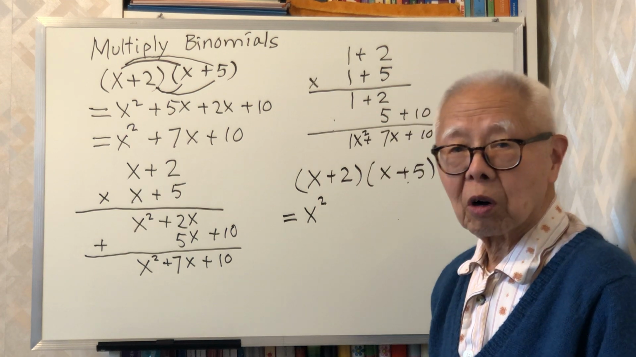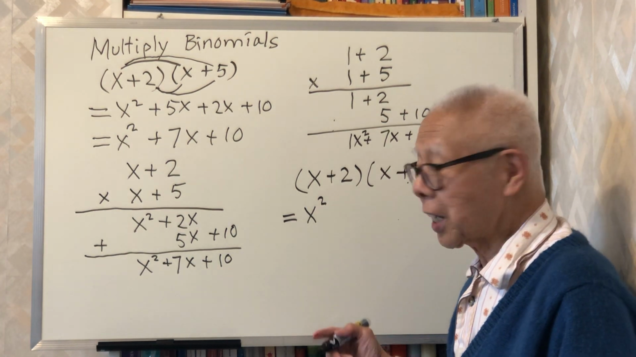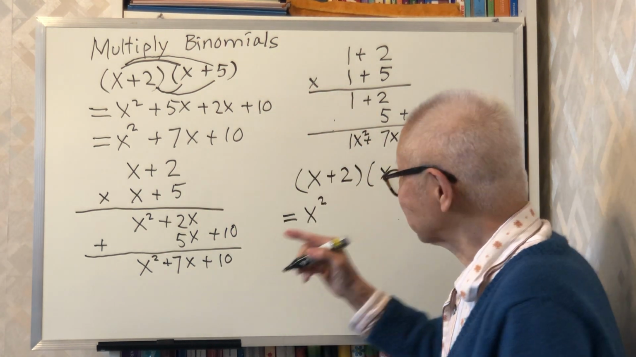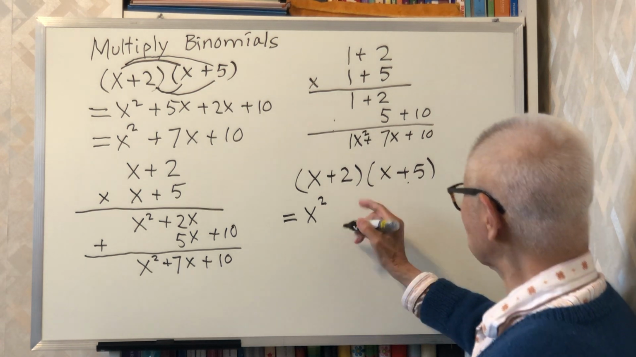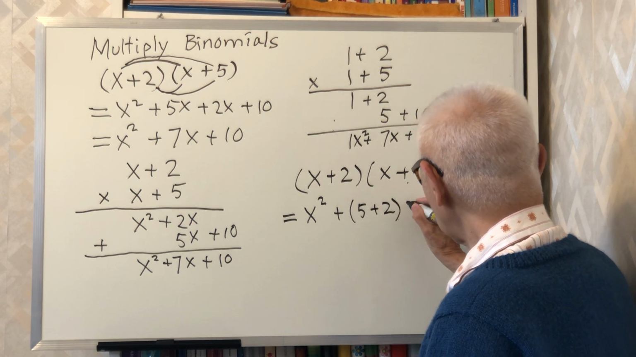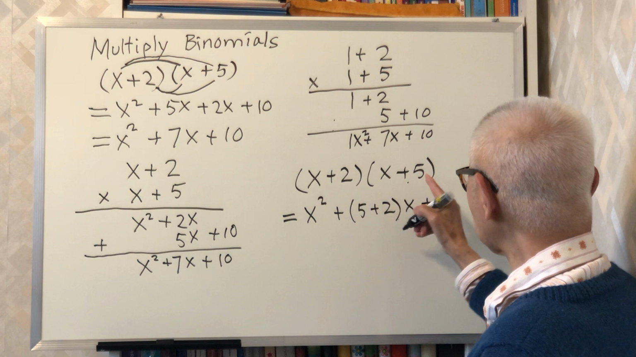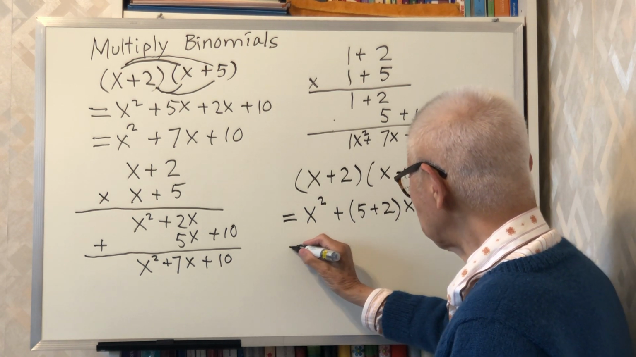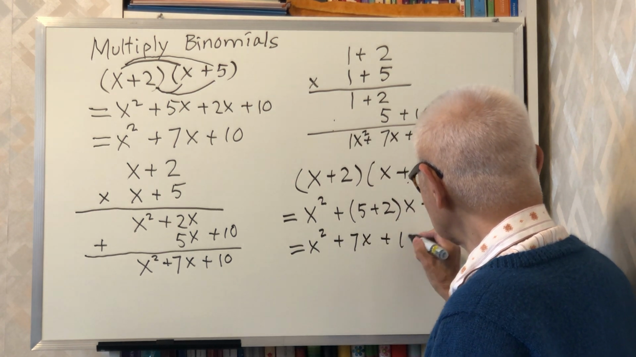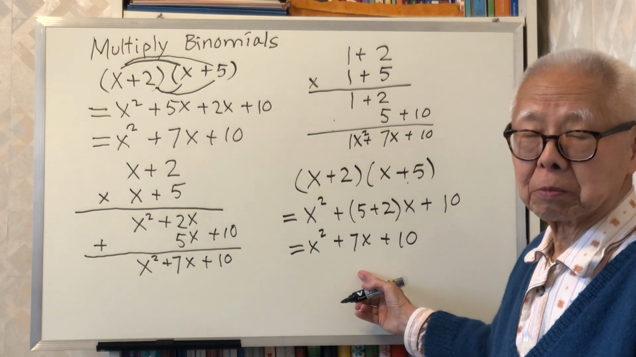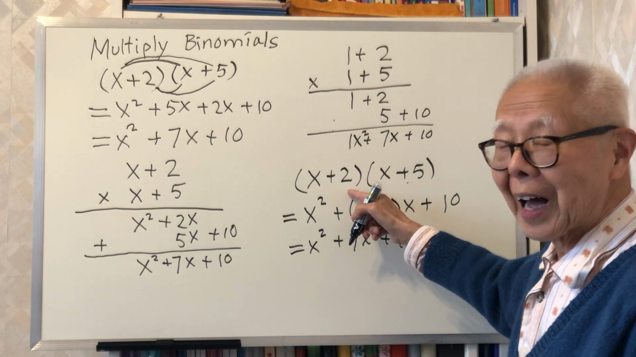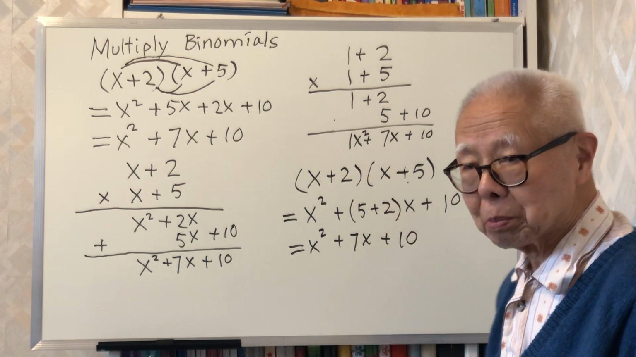The first term is, of course, very simple, x squared. The next term, we already see from this work, it's 5 plus 2. It's 5 plus 2. X plus 2 times 5. So this is my answer. Of course, they are all the same. So you can just add 5 and 2, you get the middle term.